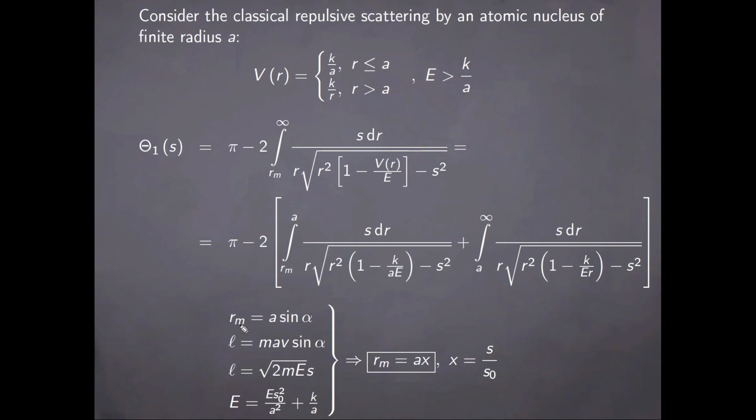So putting these things together, we can find the radius of the periapsis in terms of the impact parameter and the total energy. And then if we were to also use this condition, then we can express the periapsis simply as the product between the nuclear radius A and the parameter x, which is just the ratio of S to S0. So it's an arbitrary impact parameter divided by that impact parameter, which would result in the periapsis being equal to the nuclear radius.